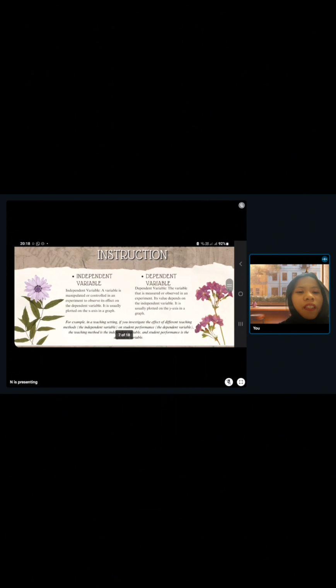For example, in a teaching setting, if you investigate the effect of different teaching methods on student performance, the teaching method is the independent variable and the student performance is the dependent variable.